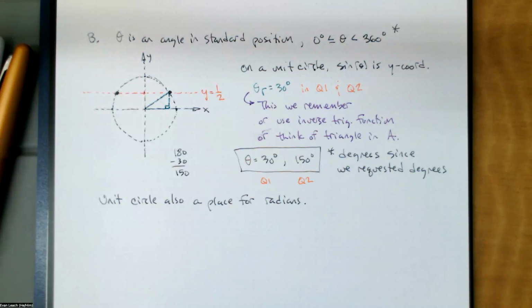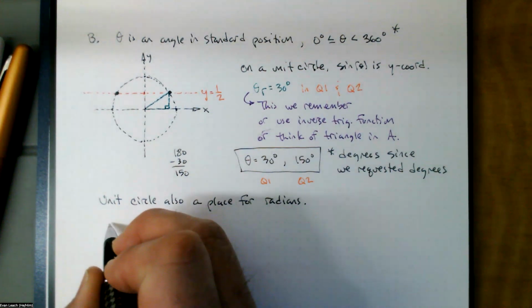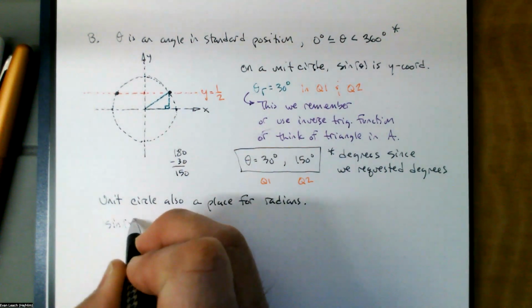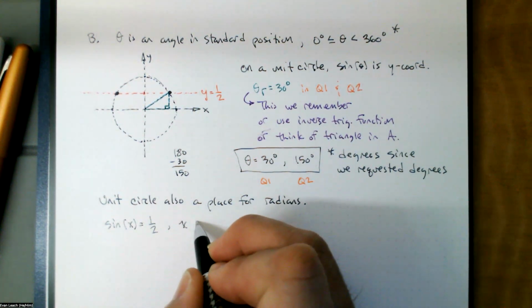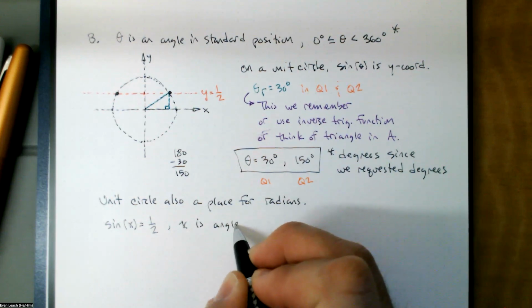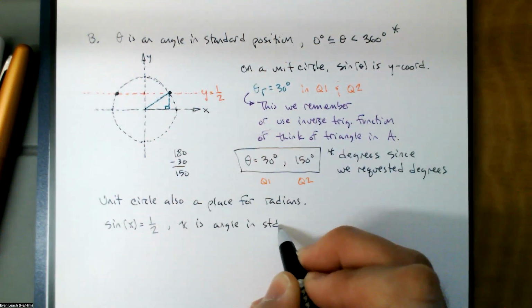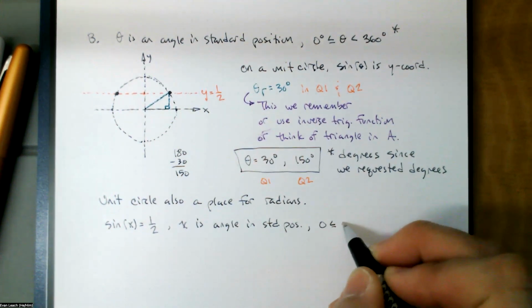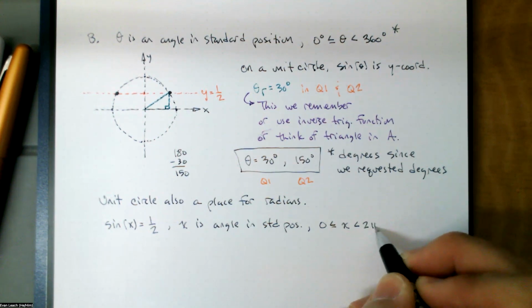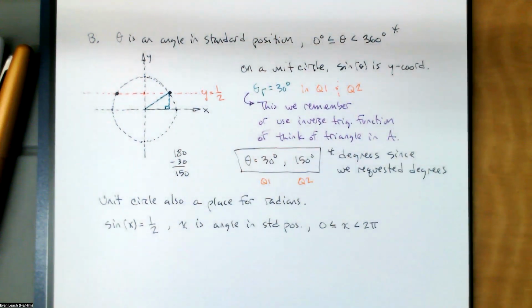Usually I use theta for degrees, and I use x for radians. That's not a universal thing. Theta can be radians also. But to draw a distinction between the two, I might say sine of x is equal to 1/2, x is an angle in standard position, and x will be between 0 and 2 pi. Usually, if I want radians, I will write x instead of theta.